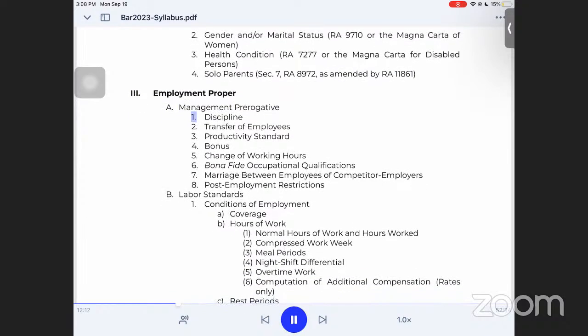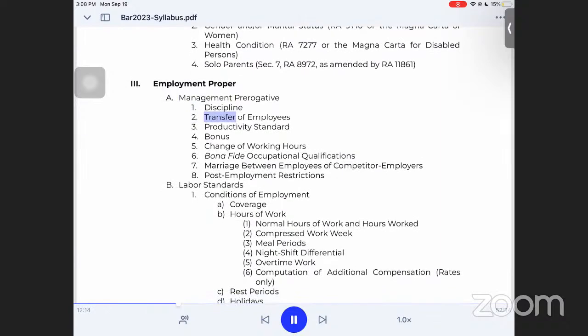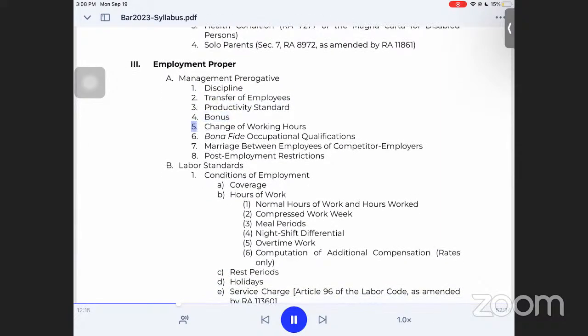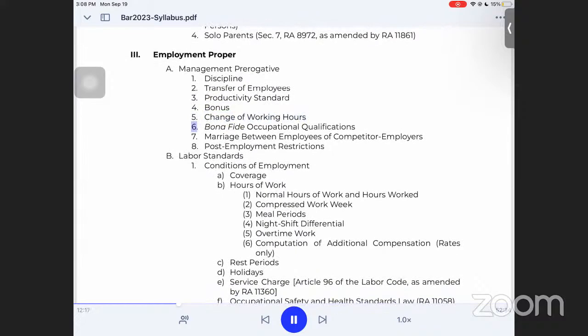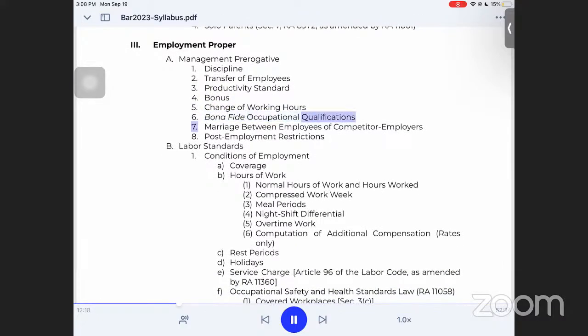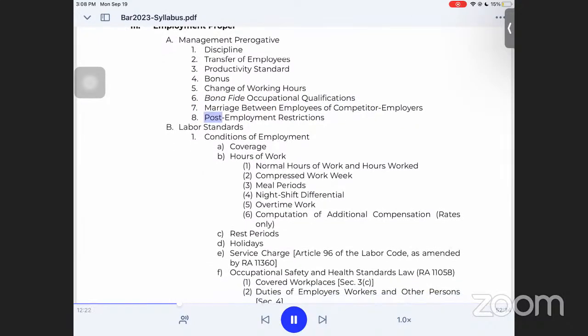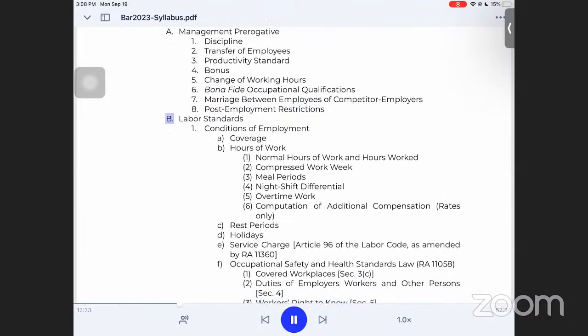Management prerogative. 1. Discipline. 2. Transfer of employees. 3. Productivity standard. 4. Bonus. 5. Change of working hours. 6. Bona fide occupational qualifications. 7. Marriage between employees of competitor employers. 8. Post-employment restrictions. B. Labor standards.